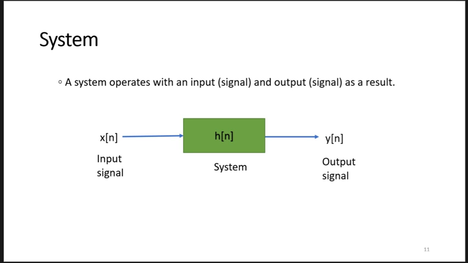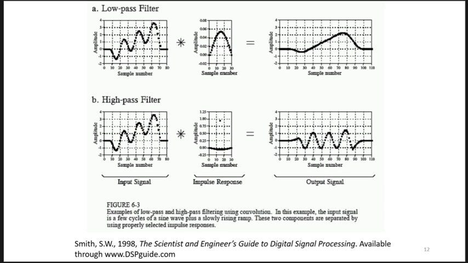So a system, okay, a system is any system that operates with an input signal and yields an output signal. So any signal goes into something, and that thing processes or changes the signal, that particular thing is called a system. Alright, and it will give out an output. So you have x[n] as your input signal, then you have h[n] as your system, and then y[n] is your output signal.